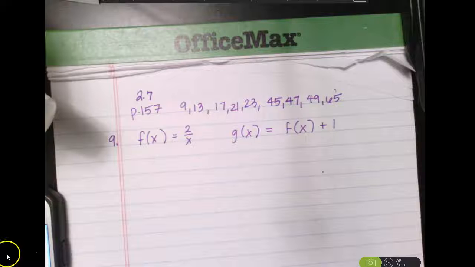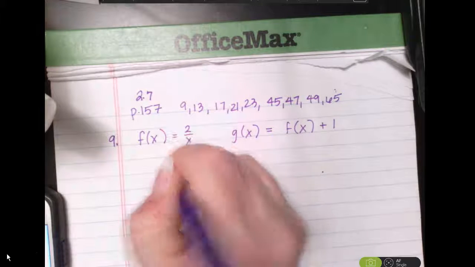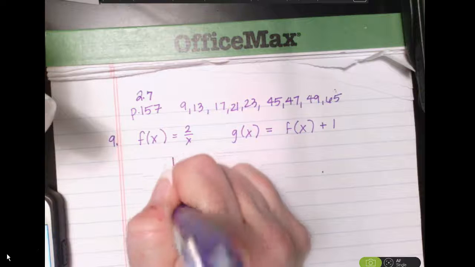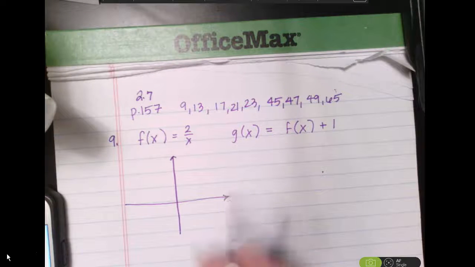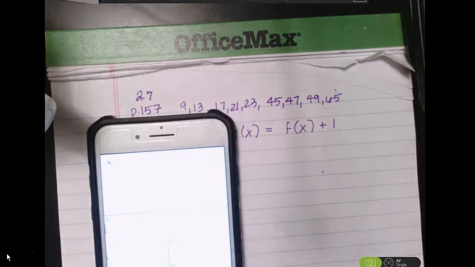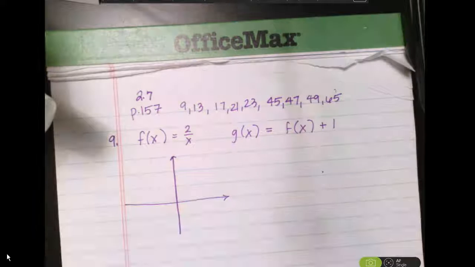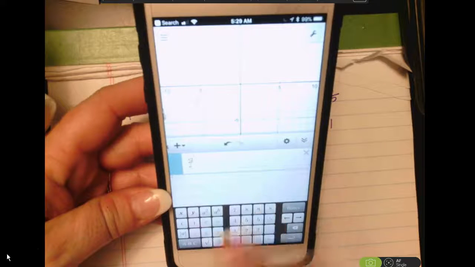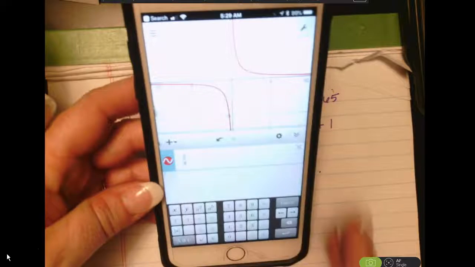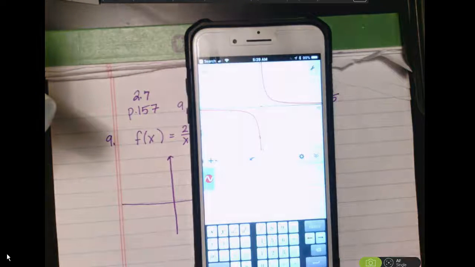So let me find, I'm just going to sketch a coordinate plane. And then it says I can use a graphing utility. So I'm going to use my Desmos. Okay, thought I had lost my keyboard. So 2 over x. And there we have our double boomerang.